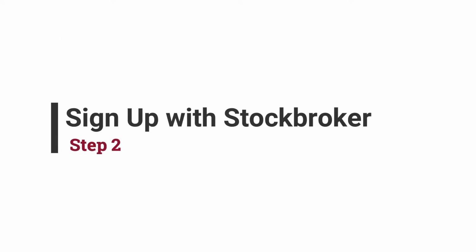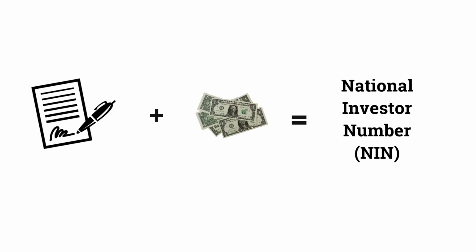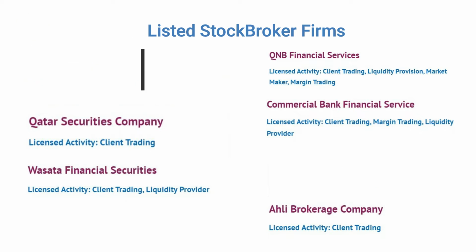Step 2 is to get signed up with a stockbroker. Once you have paid the 100 riyal fee at QCSD and have provided all the required documents, QCSD will give you a national investor number known as NIN. This NIN is required to open a trading account with the brokerage firm. Qatar Exchange has 8 licensed stockbroker firms. You can choose any one of these. They have different brokerage commissions. You can check on their websites.